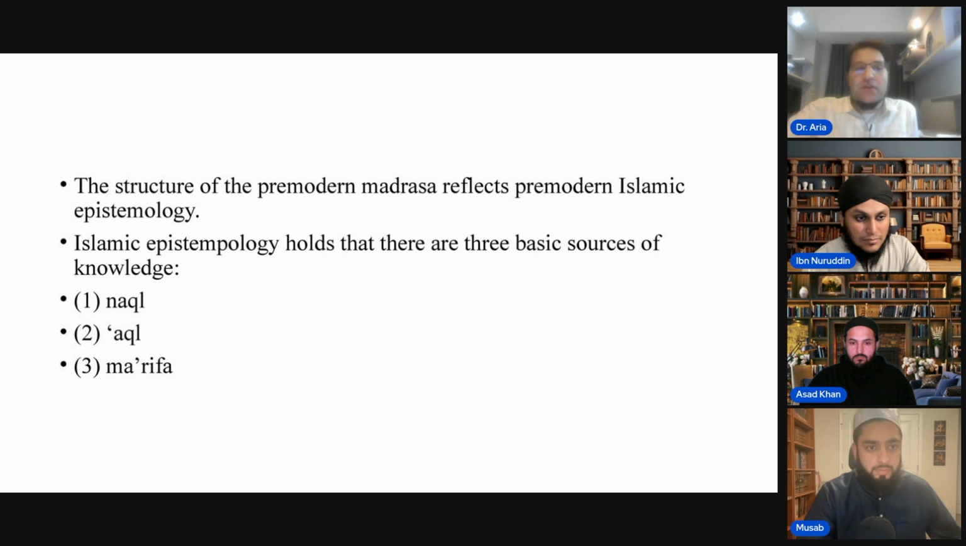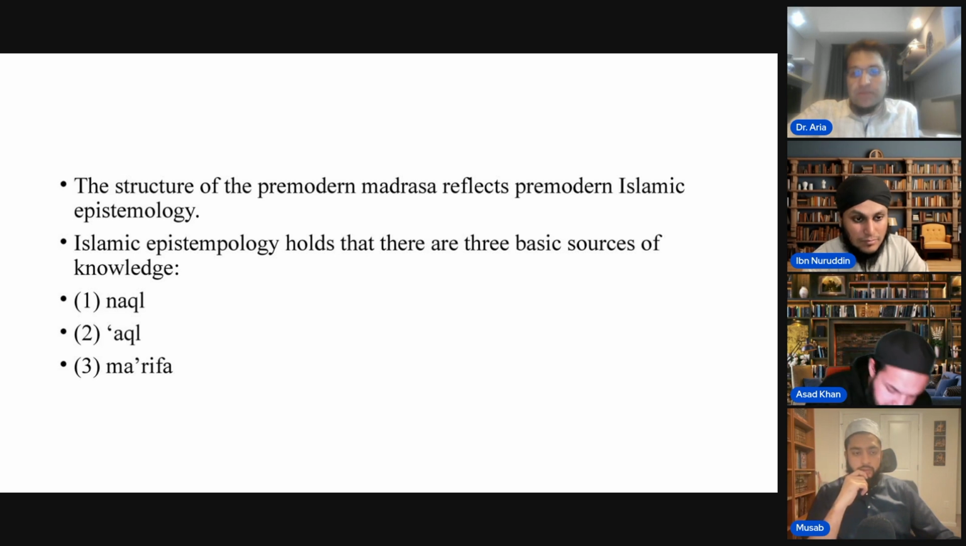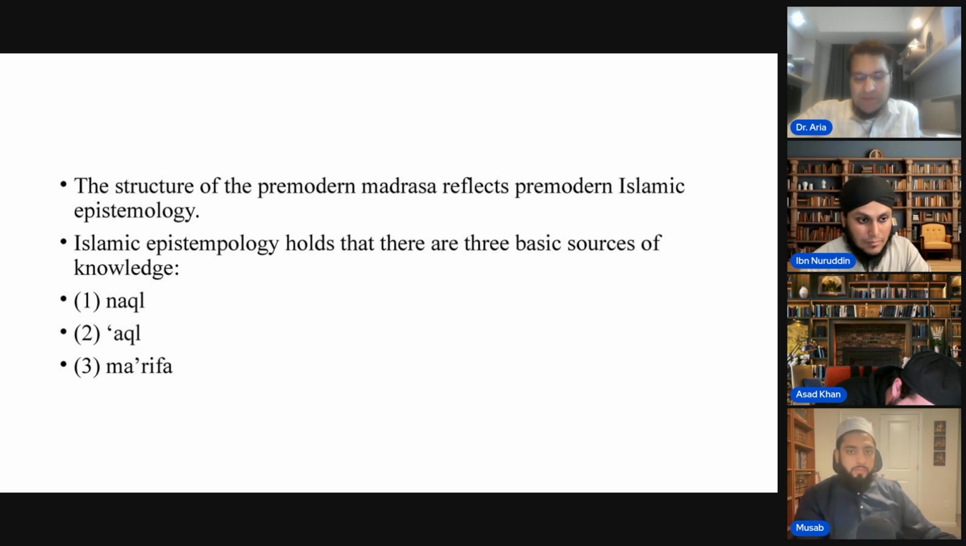I would argue that when it comes to the structure of the pre-modern madrasa, it really reflects a pre-modern Islamic epistemology. Epistemology is an understanding of knowledge. What are the sources of valid knowledge? And I would say that when it comes to pre-modern Islamic epistemology, there are three basic sources of knowledge: naql, aql, and ma'rifah. You can make it more elaborate. I'm very sympathetic to people who maybe are partial to Ibn Taymiyyah and would add in fitra and other things as well. That's fine. I'm not opposing the existence of more complex schemas.